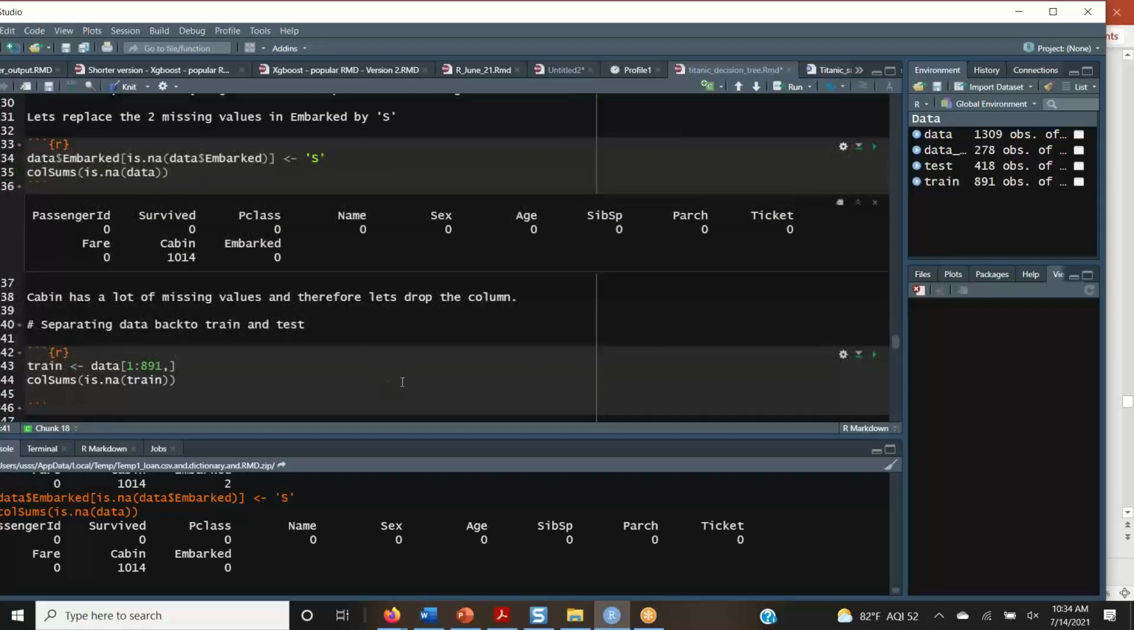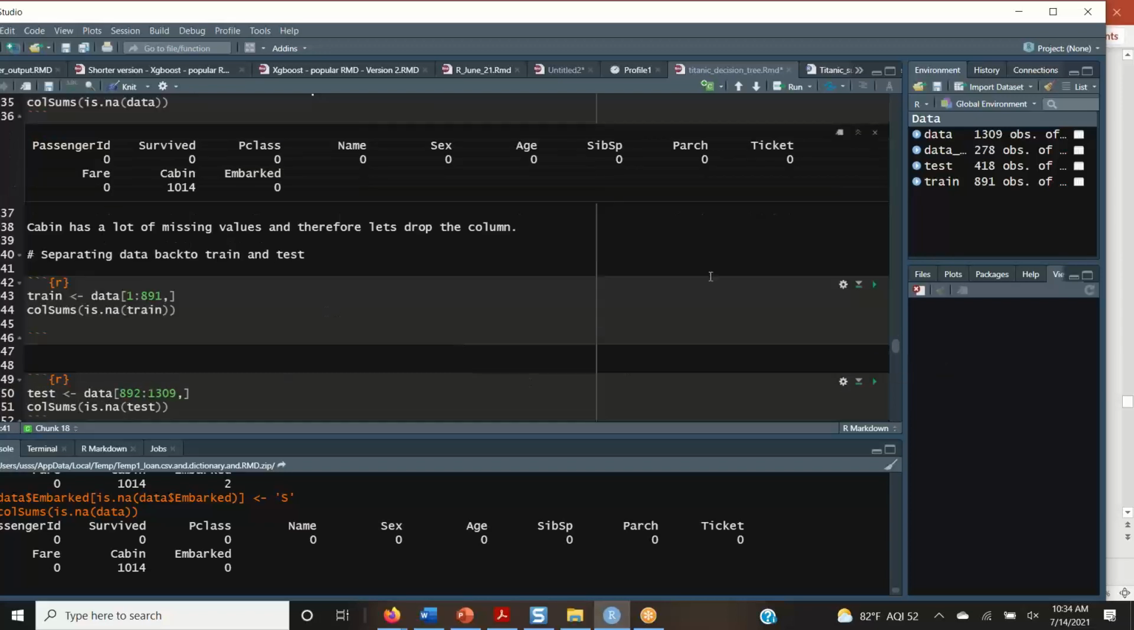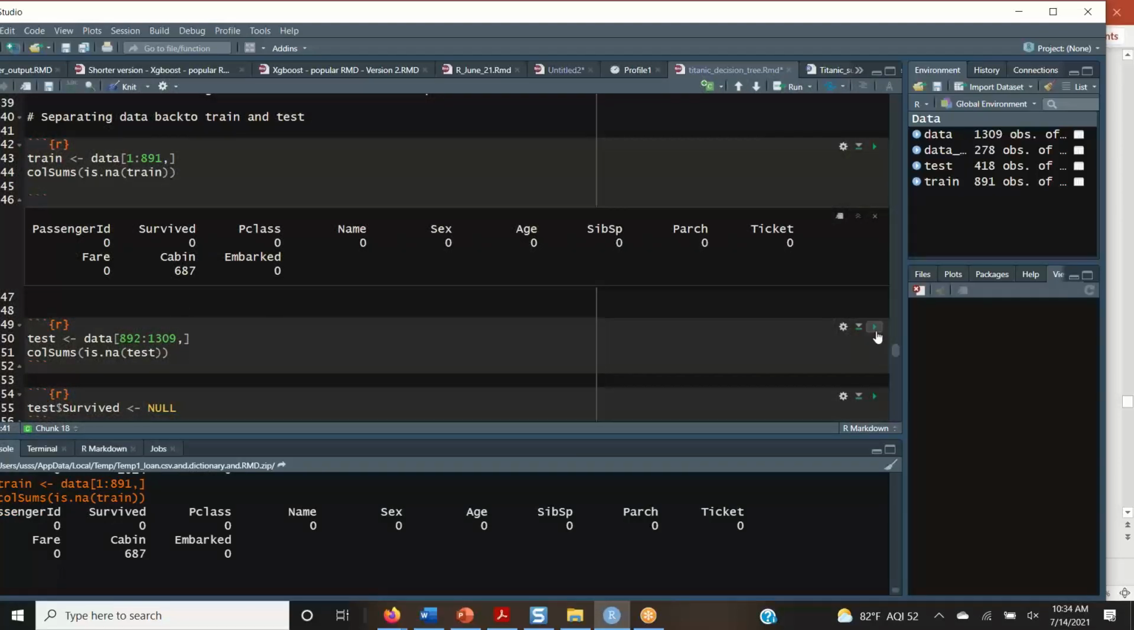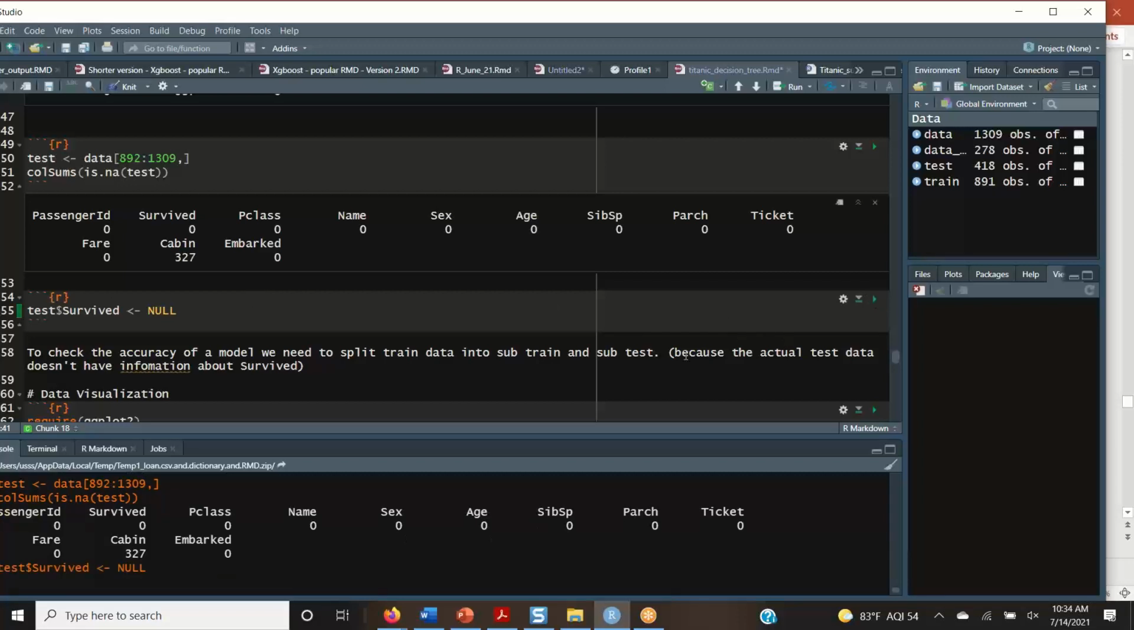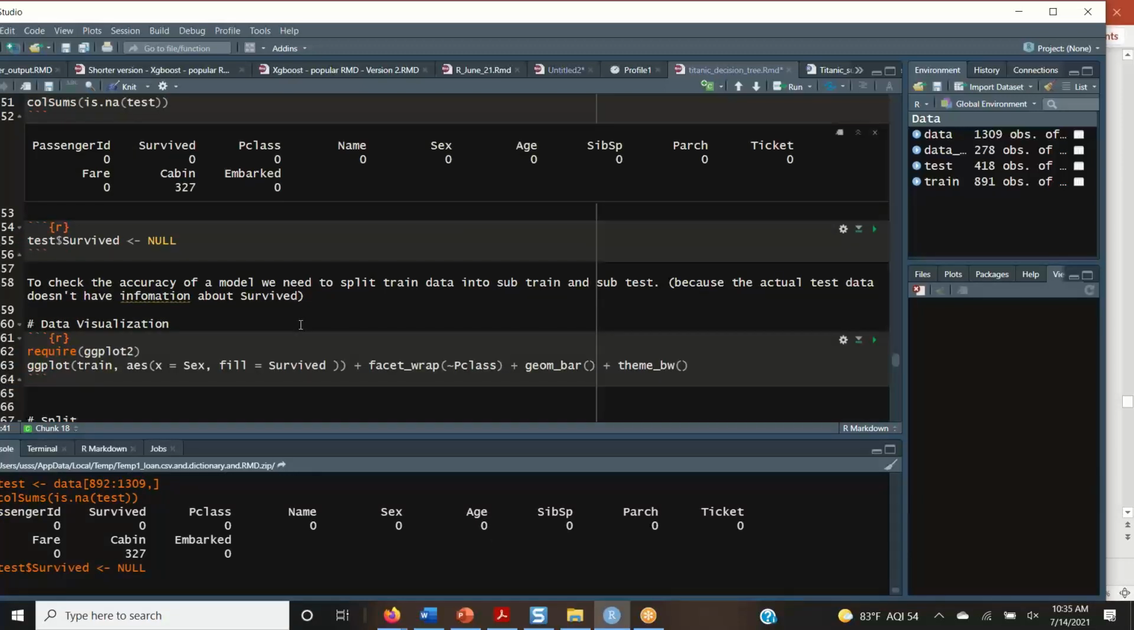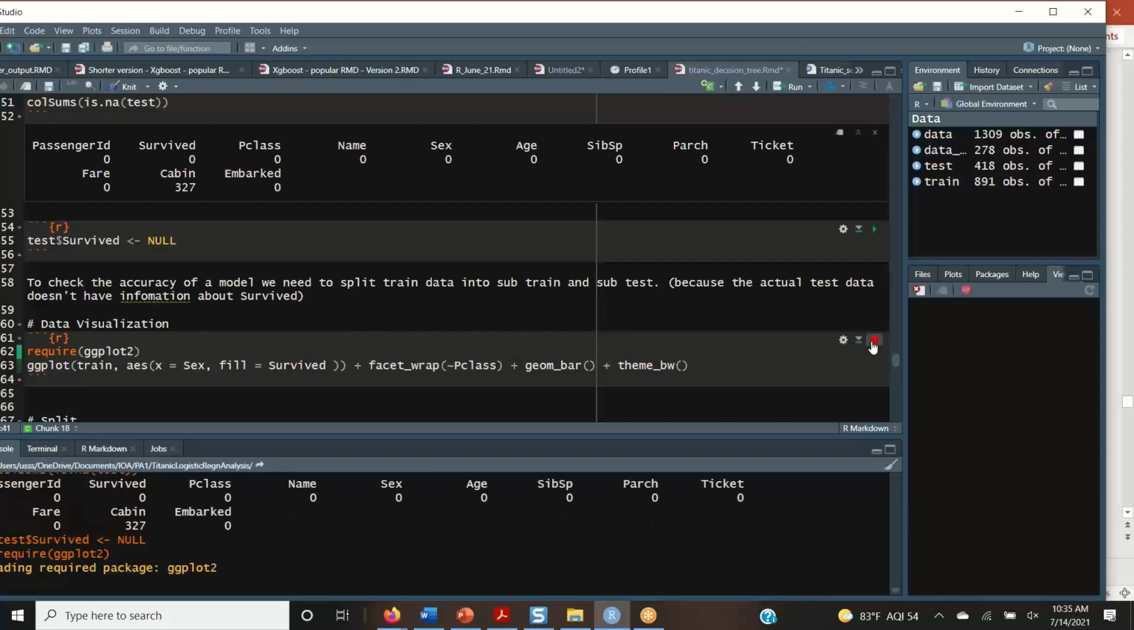So we are doing that. For two people, embarked is missing. We just replace them with S. Now nothing is missing. And then here, now we split back to training and testing. We combined it to do the missing value imputation. Now I am running it. You remember I made survived as 1, right? In the test case, I want to make it null because that was just done for some intermediate calculation purposes.